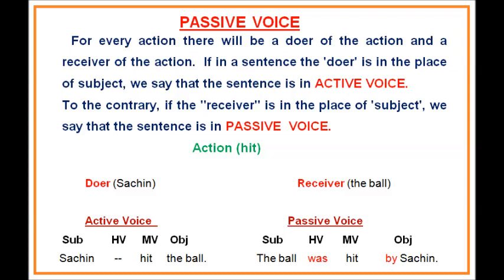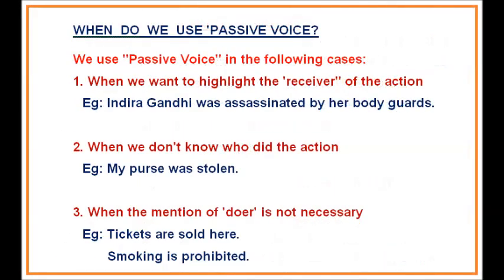And observe the changes that occur in the sentences, children. In active voice, there is no helping verb because it is in simple past tense. But in the passive voice, we have was in the place of helping verb. And in the place of object, before Sachin, by is added. The ball was hit by Sachin. Now let's learn when we use this passive voice. Generally, we use this passive voice in the following cases.